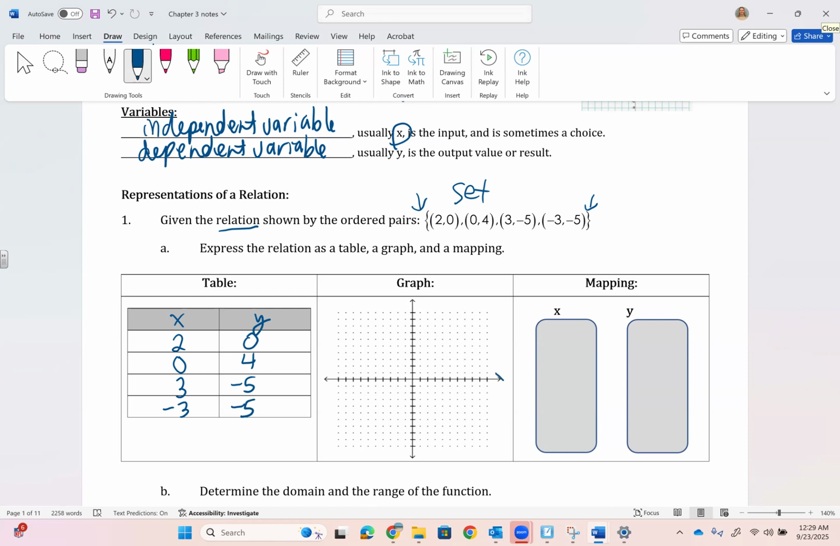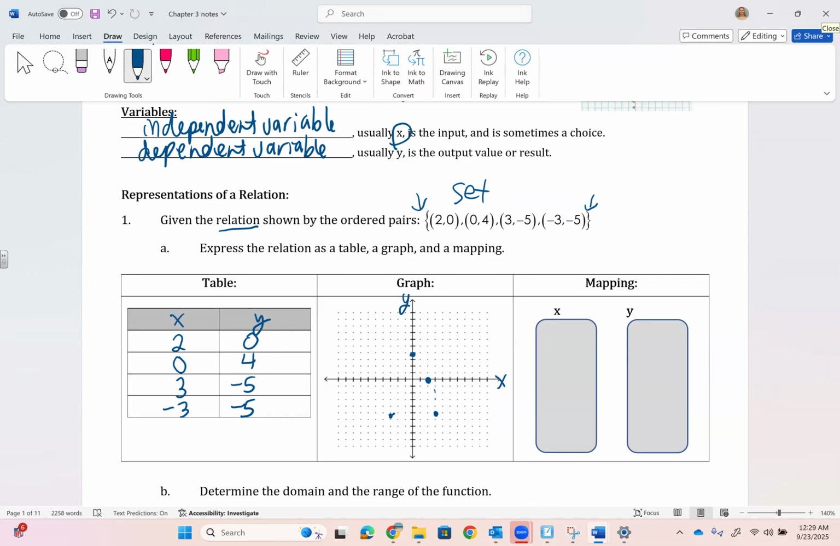So remember this is X and this is Y. Go to the right 2 and up 0. 0 goes to 4. 3 goes to -5. 1, 2. And then -3 also goes to -5.